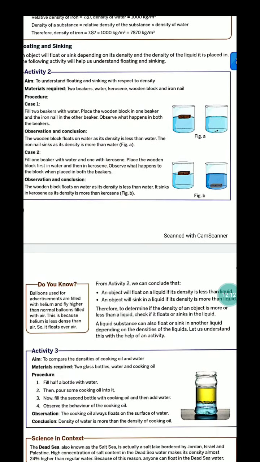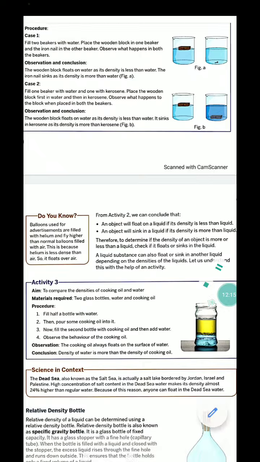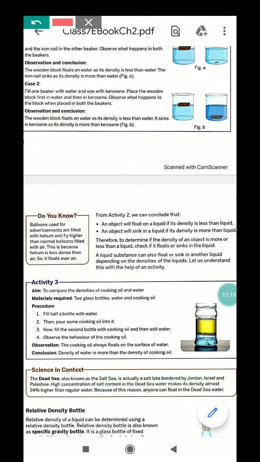I will just give you a conclusion from activity number 2: an object will float on a liquid if its density is less than the liquid. If an object is less dense than that liquid, then it will float in that liquid. Suppose the density of water is more than the density of wood. That is why wood floats on water. An object will sink in a liquid if its density is more than that liquid.